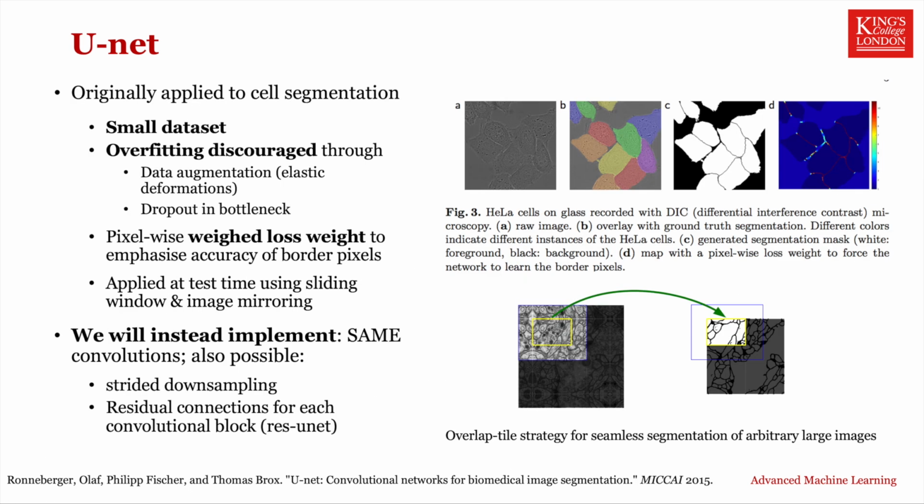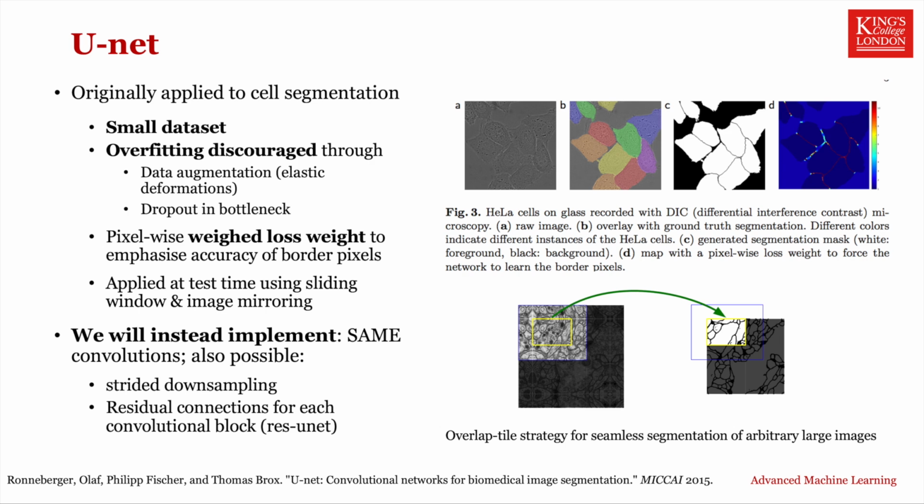Now, the goal of the original UNet was cell segmentation, implemented for a very small data set, so in addition to adding heavy data augmentations and dropouts, some of the more specific design choices of the network may be seen as optional. So specifically, the use of a pixel-wise weighted loss function to emphasize accuracy of border pixels, the use of valid convolutions, and the specific tiling strategy used to apply these networks to very large microscopy images at test time.